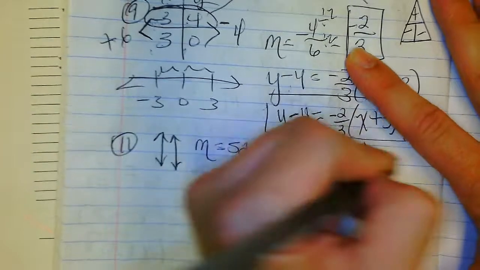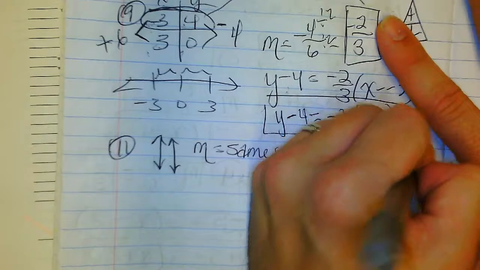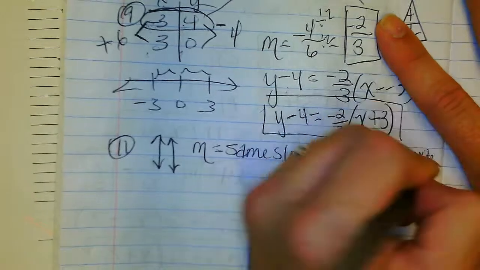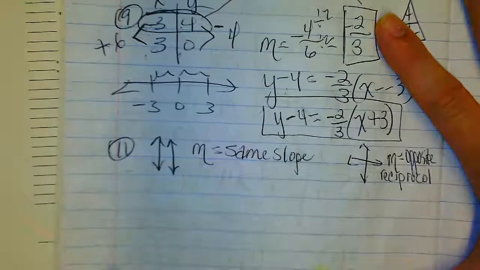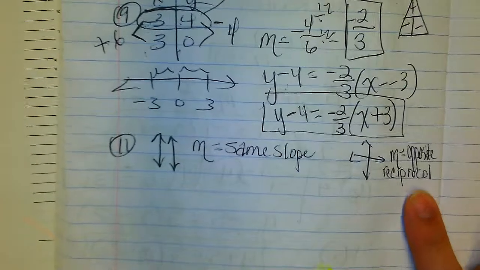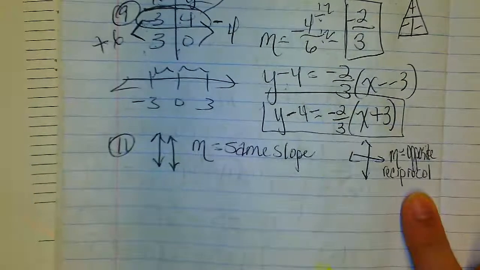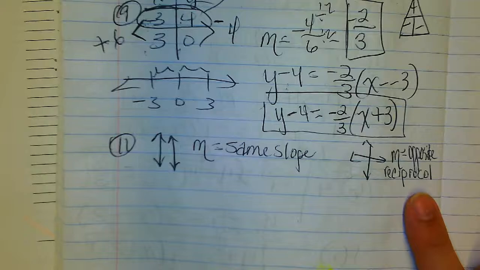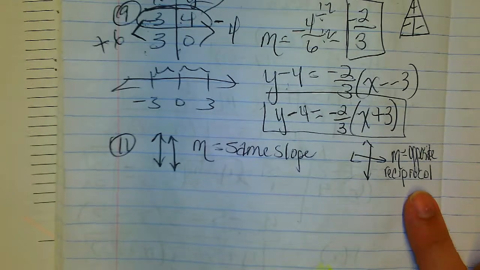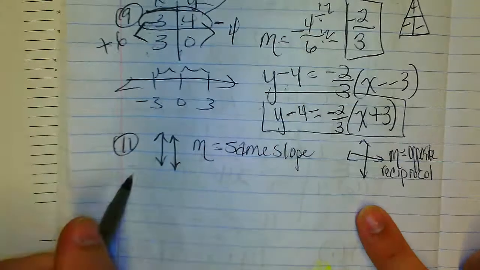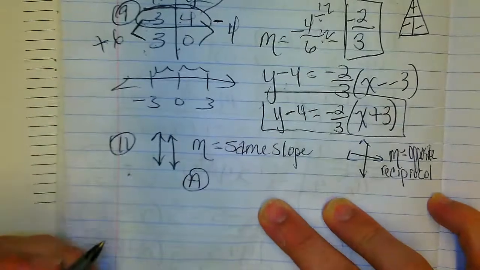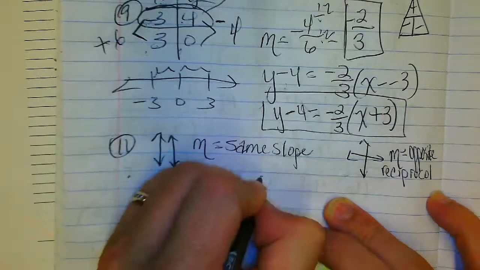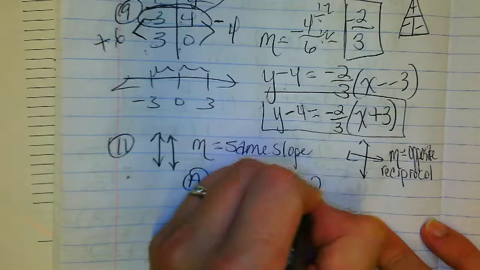The slopes are going to be opposite reciprocal. All right. So the whole thing is done by slopes. So let's talk about A first. Equation A says 4y minus 12x is 20.